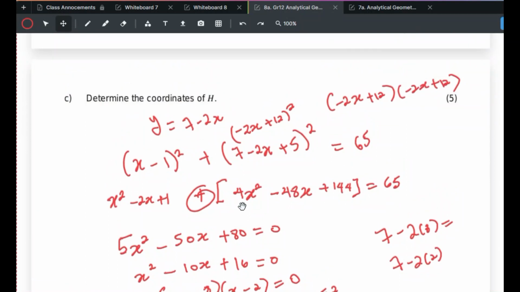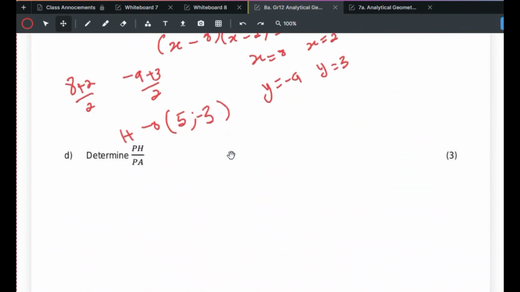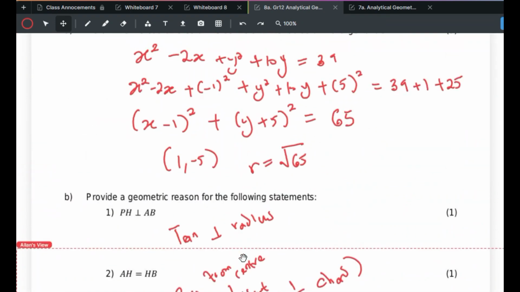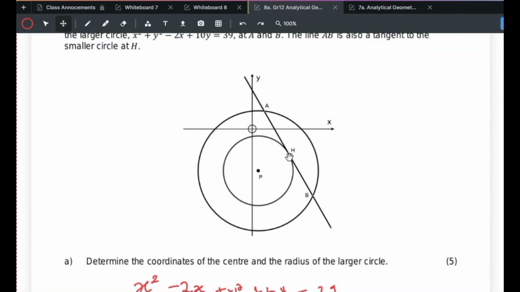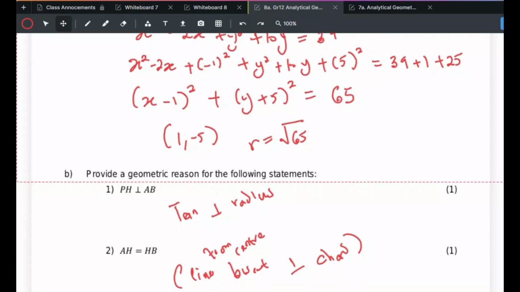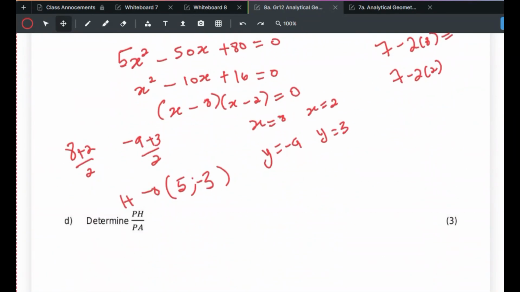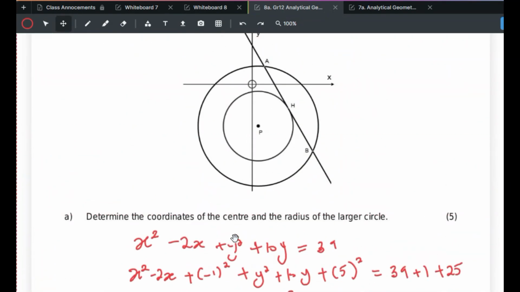So the last one for this one here was now to determine PH over PA. Is that what they said? What does that mean? Like the equation? Yeah, the ratio. What's the ratio of PH to PA? To be honest, it's reminding me of similarities.